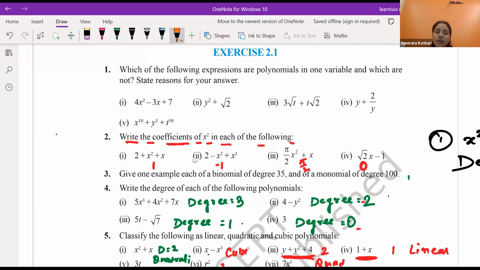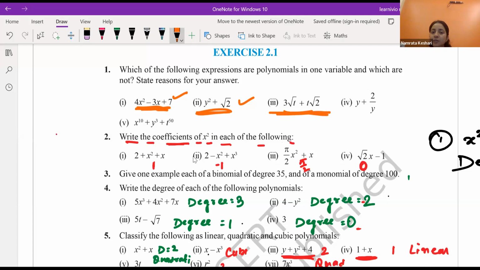The first one here, is it a polynomial, Apurva? Yes. Next one, is it a polynomial? Yeah, because root 2 is not going to confuse us. Next one, is it a polynomial? Yeah. Okay, let's take a pause.